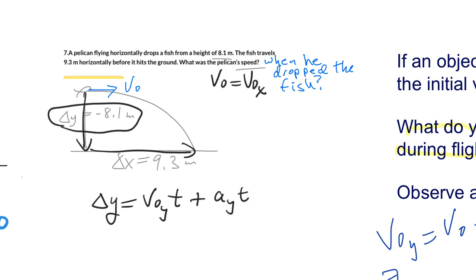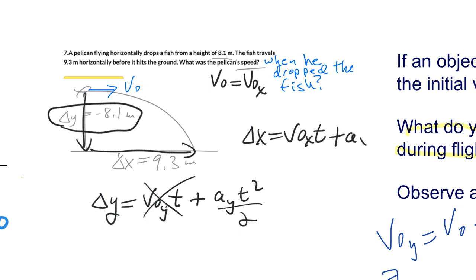AY t squared over 2. Okay, VOY is 0. So this is the equation I'll use once I find time. Well, let's try to find time with the x values. Delta x equals VOXT plus AXT squared over 2. AX is 0, so it knocks that stuff out.